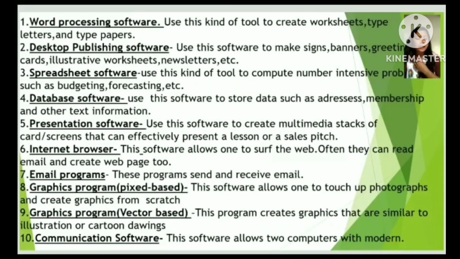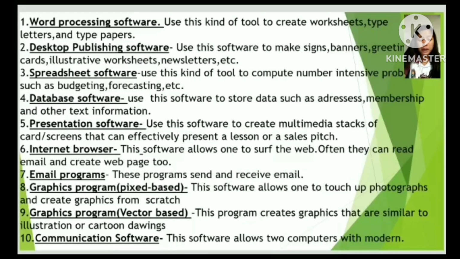Then number 8 is the graphics program, pixel based. The software allows one to touch up a photograph and create graphics from scratch. Examples are Adobe Photoshop, PaintShop Pro, AppleWorks, MS Word, and MS Paint, which comes free on Windows PCs, and Painter.